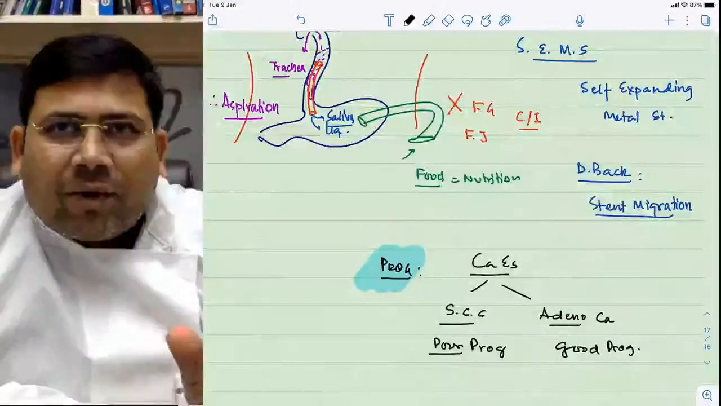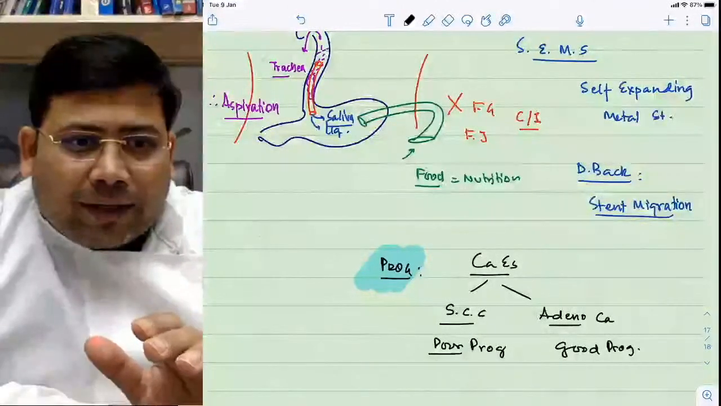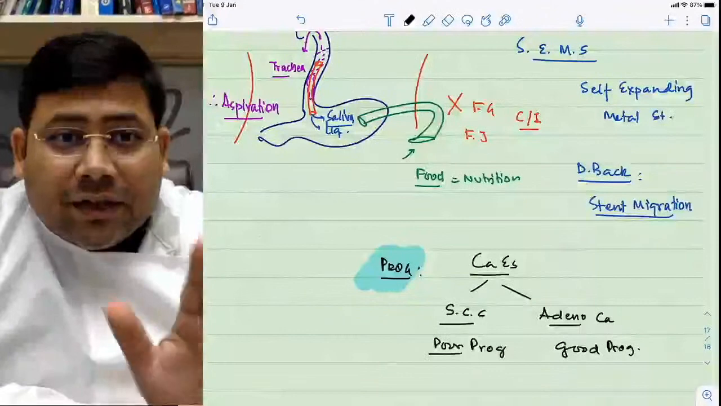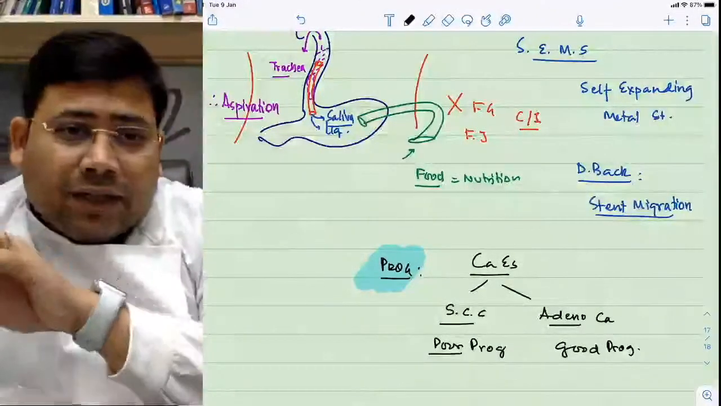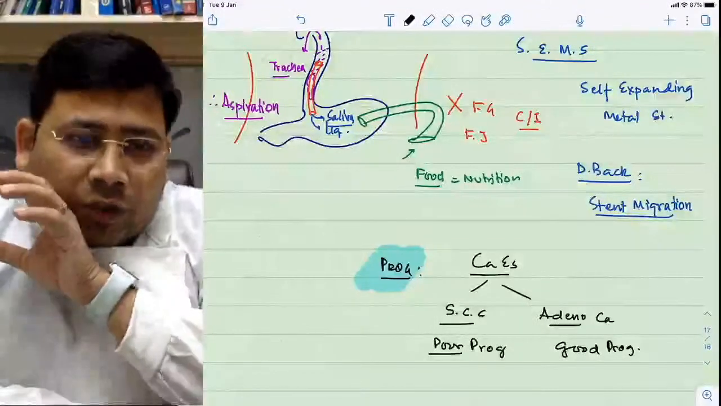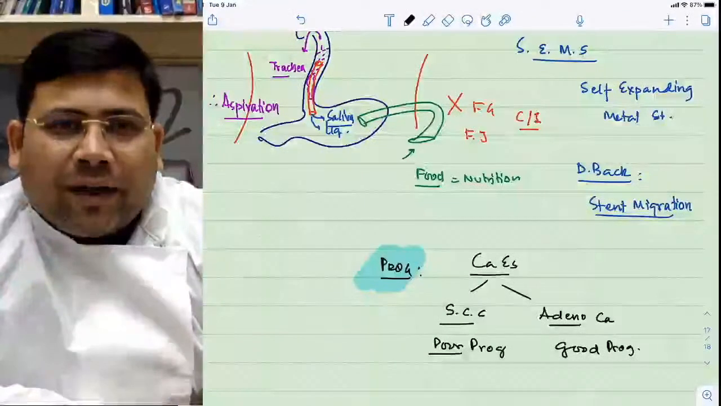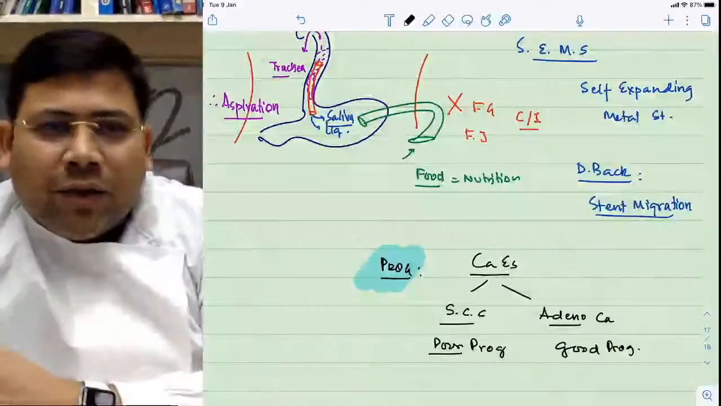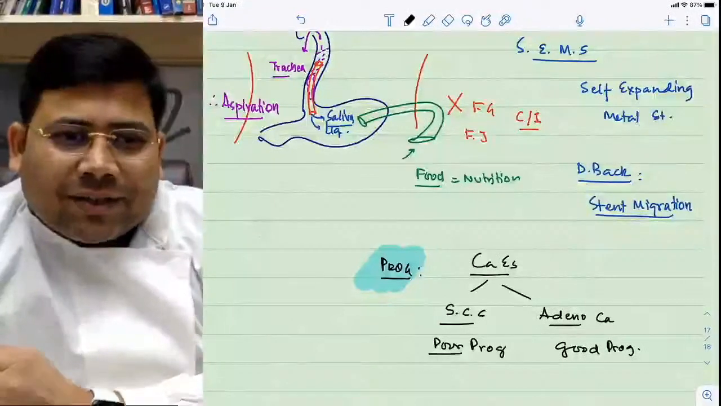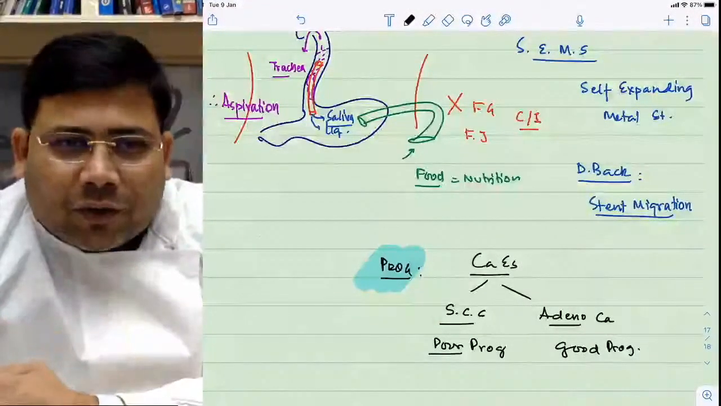Yesterday only I did a very, very complicated case of acute appendicitis with an Amyand hernia. I have seen this case for the first time, where the cecum and the appendix have gone into the paracolic gutter and made a cave there, with the appendix as the content. That's what an Amyand hernia is. The patient presented with acute appendicitis, we did the surgery, and I will be posting that video on YouTube very soon.